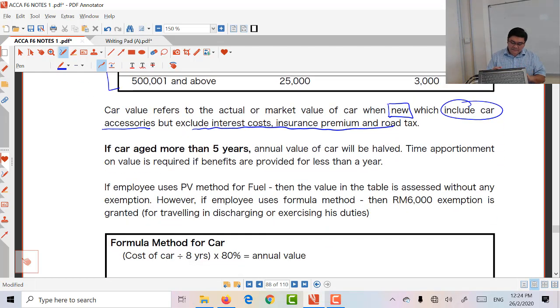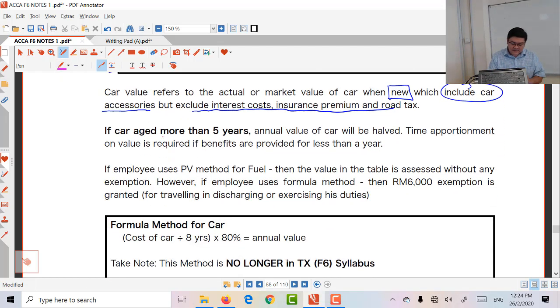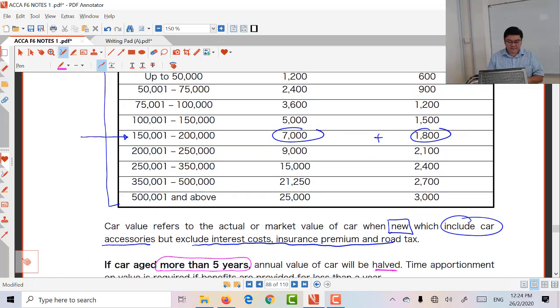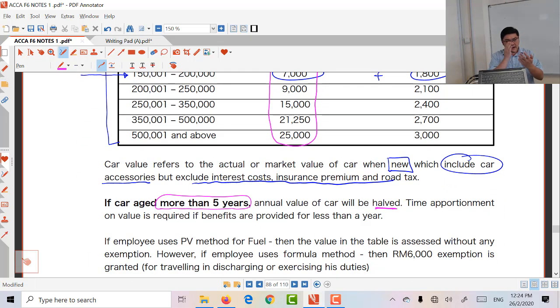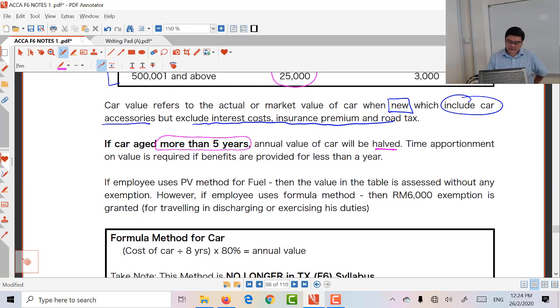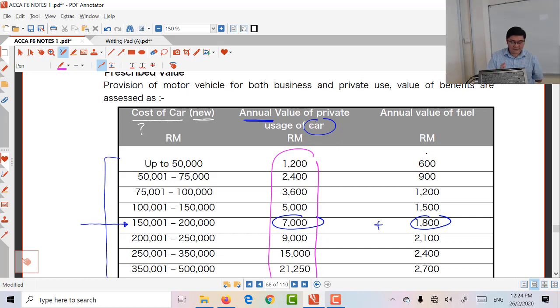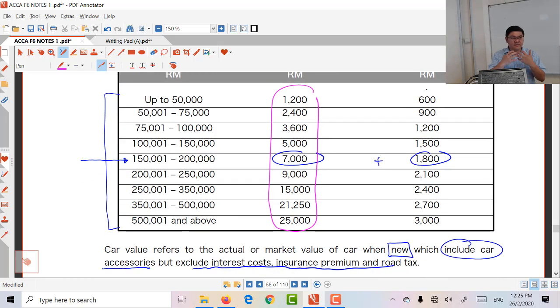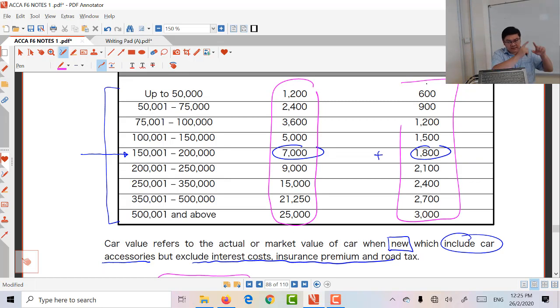Now, if you come down, it actually says here that if your car is more than 5 years old, the value that you're going to use for the car will be half. That means this column will be half. Only the car value is halved, the petrol is not. Which makes sense, right? Do you see the logic why they halve the car value? Because when the car is older, the value of the car goes down. Will an old car use less petrol? Imagine you're so old that you don't need petrol. No such thing. So the petrol consumption is the same. That's why this part has no adjustment. We only adjust the car value. I think it's quite clear.